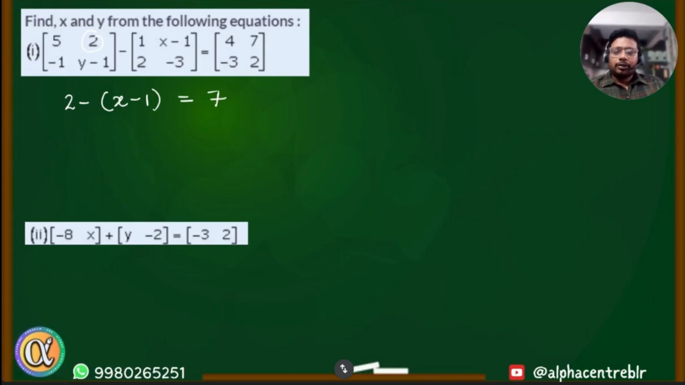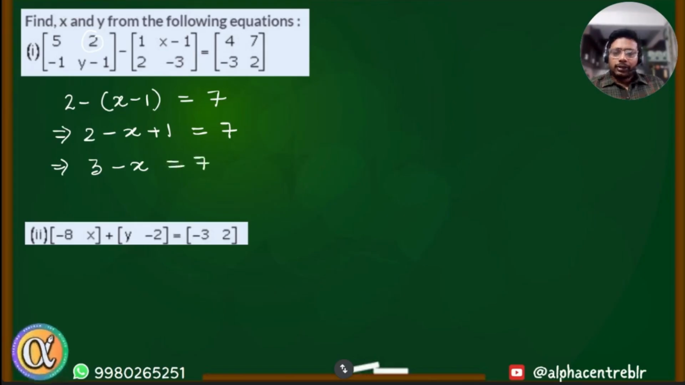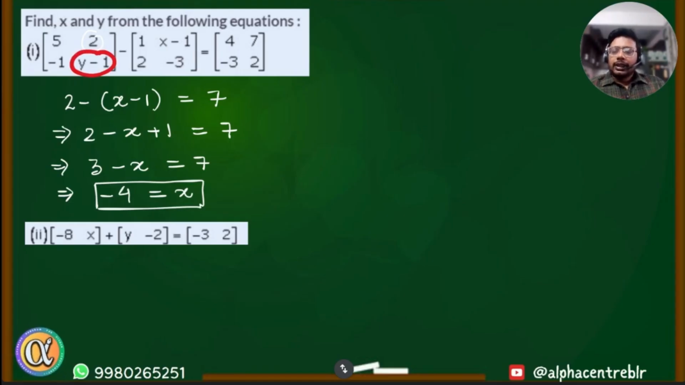Okay, let's solve this equation to find the value of x. 2 minus x plus 1, minus of minus is plus, is equal to 7. Therefore 3 minus x is equal to 7. Therefore x is equal to, 7 comes this side, 3 minus 7, minus 4. Yes, sir. Similarly, to find the value of y, we can just use the second row, second term.